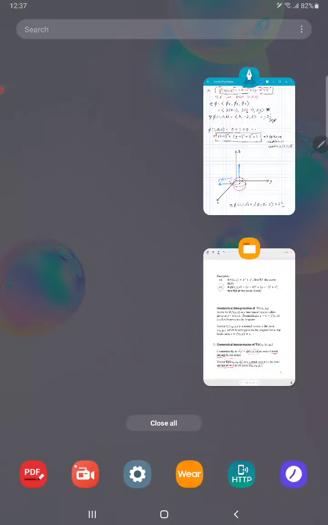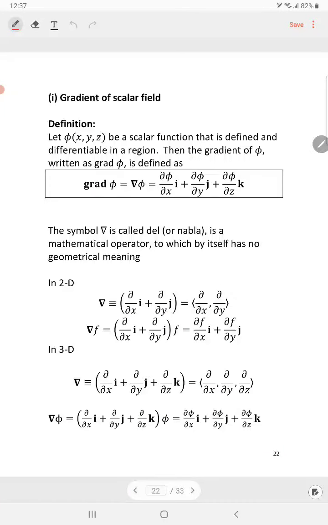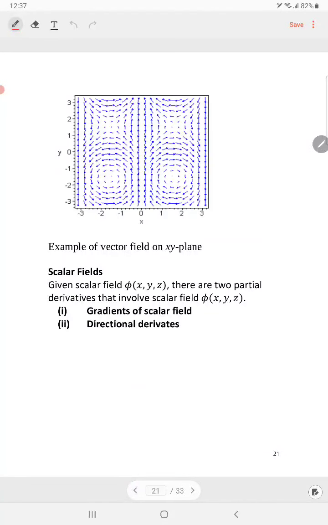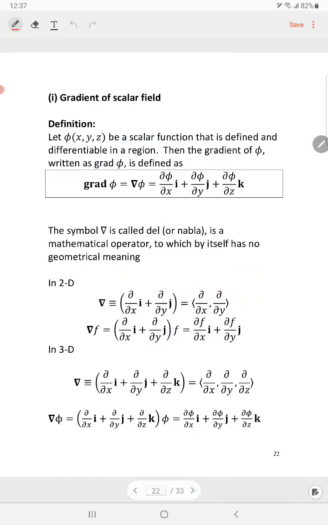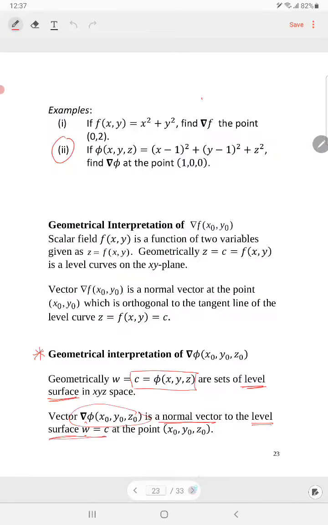Again, let's recap. The gradient of a scalar field phi will give you a vector. In 2D, it represents the normal vector to the level curve. In 3D, it represents the normal vector to the level surface. So the gradient of a scalar will give you a vector.